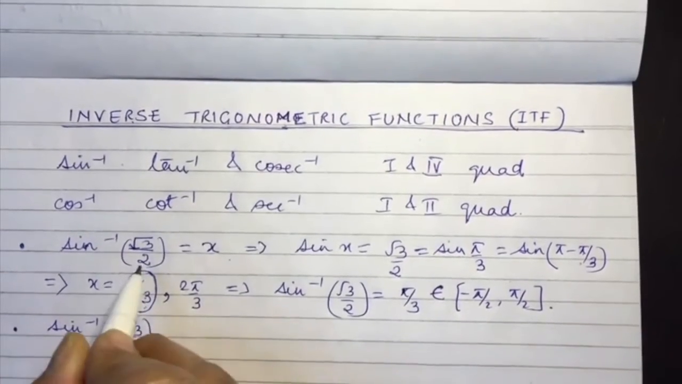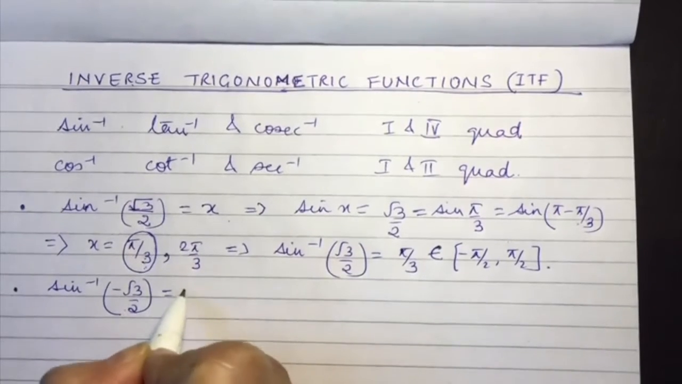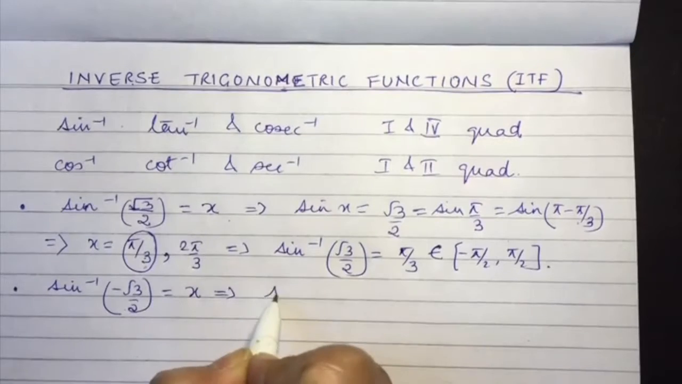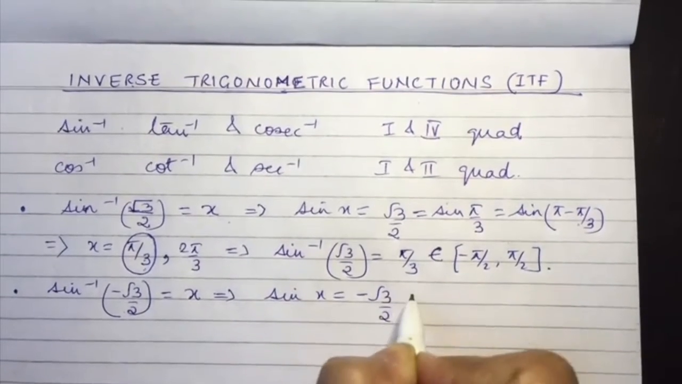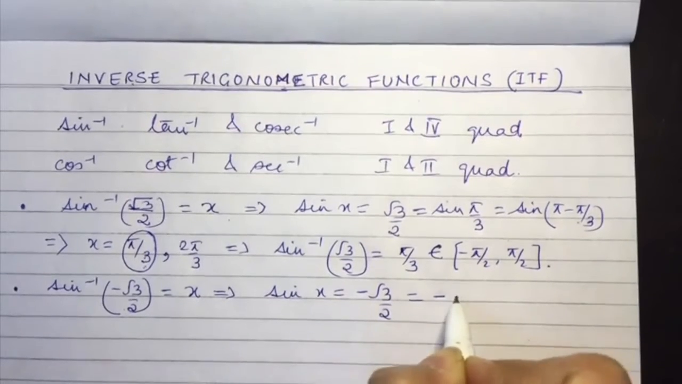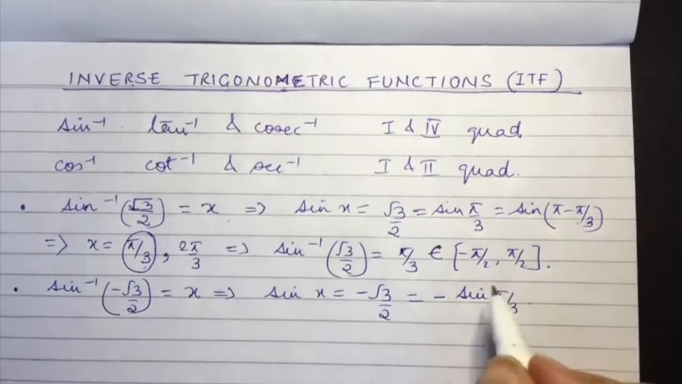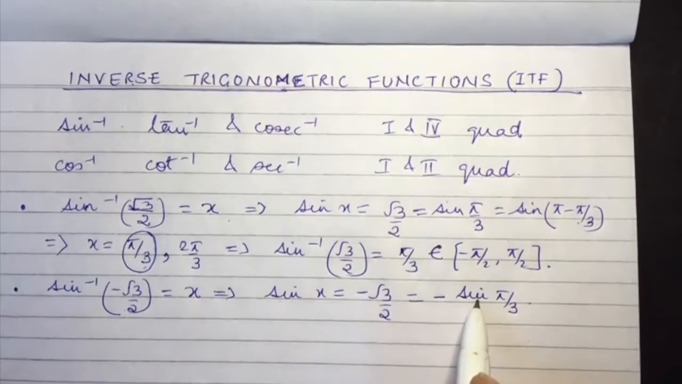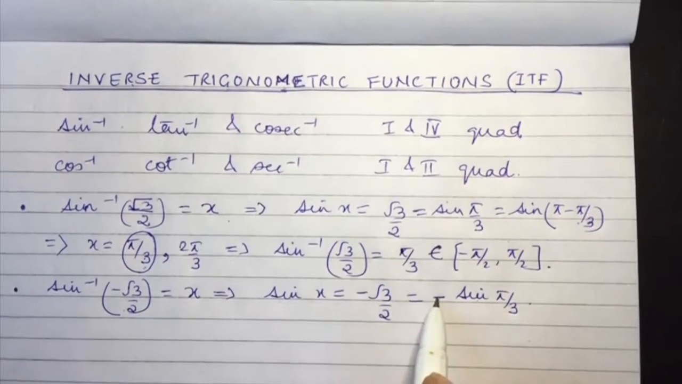Same way, suppose we had to deal with a negative value. So sine inverse of minus root 3 by 2. Again the same way, we will assume it to be x, which gives us sine x equal to minus root 3 by 2, which is equal to minus sine pi by 3. Now clearly we can't be comparing one positive sign with a negative sign. We need to absorb this negative sign in the angle.